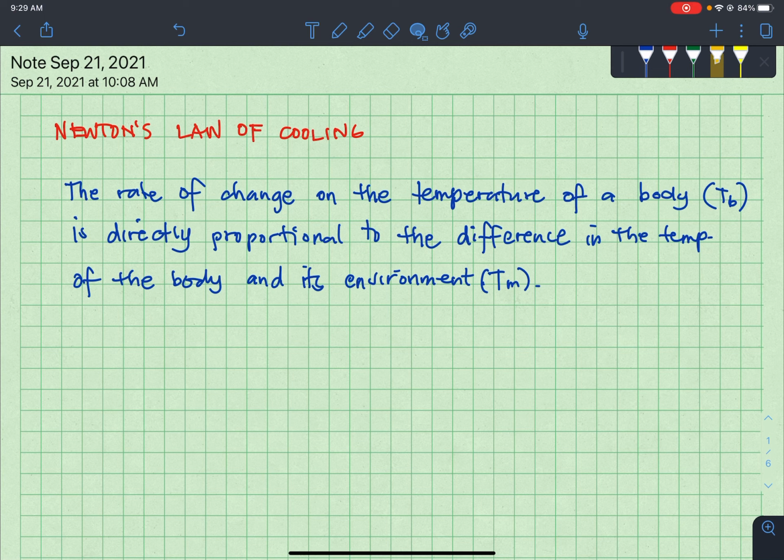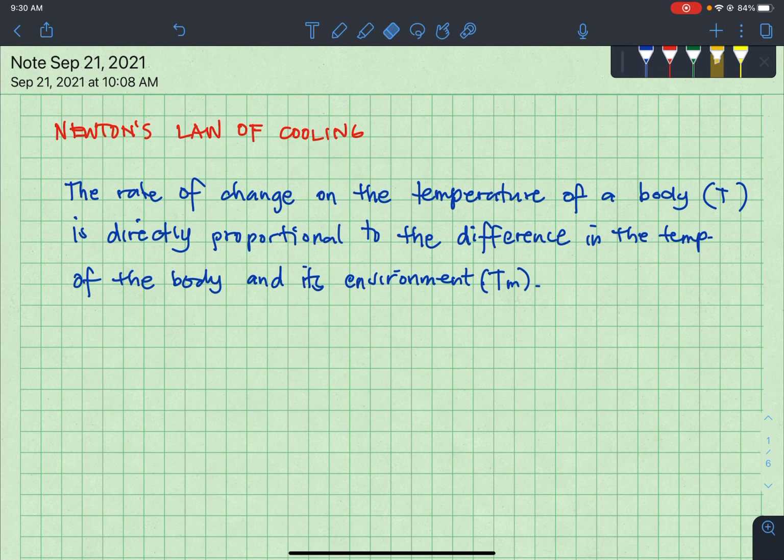So we'll be continuing with the application of Newton's law of cooling. Newton's law of cooling states that the rate of change of the temperature of a body, which I'm just going to change to T, is directly proportional to the difference between the temperature of the body and its environment, T sub m.